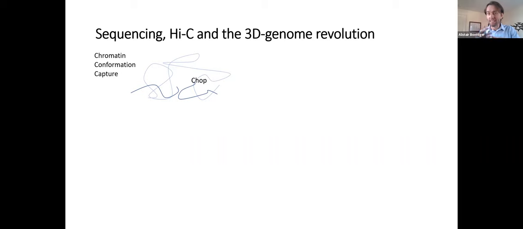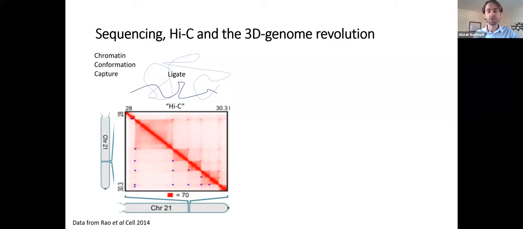And while this sounds circular and futile, sometimes you will ligate together two things that were nearby in 3D space, but that were non-contiguous parts of the genome. And then you can identify these novel junctions through your favorite sequencing method. So in the early days, just PCR across the gap. And in the days of more feasible deep sequencing, one can just sequence the whole genome, find all of these novel junctions and map them back.